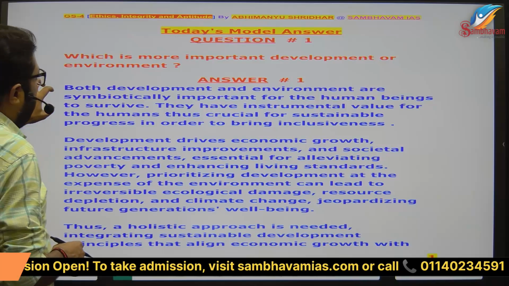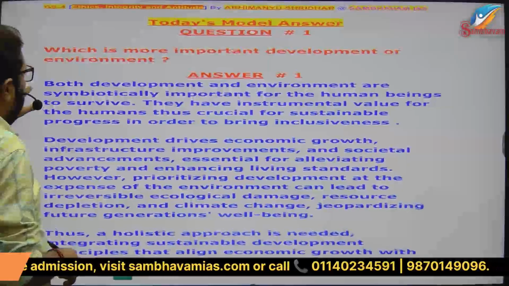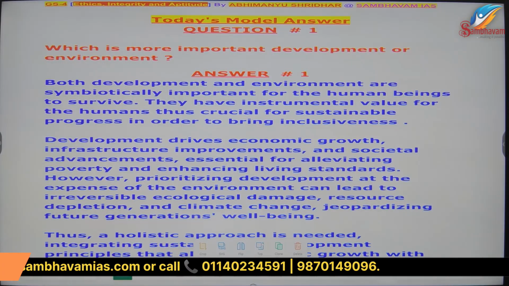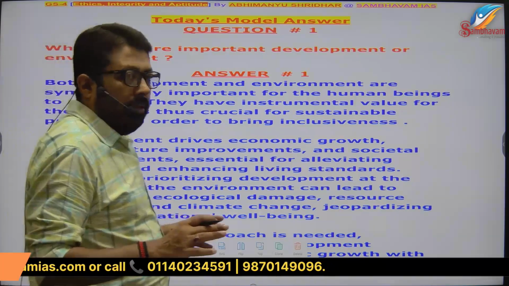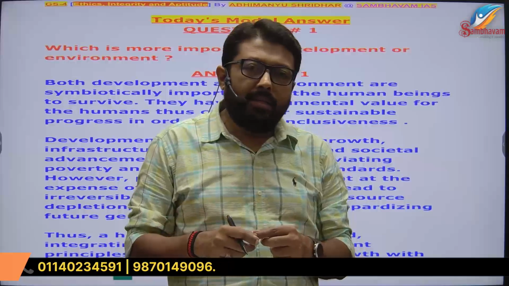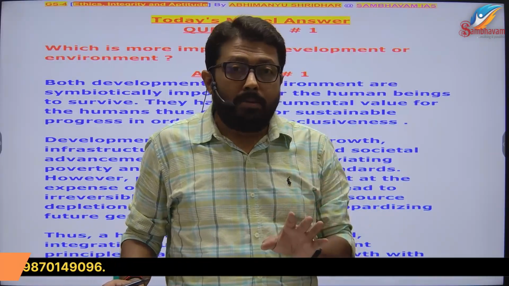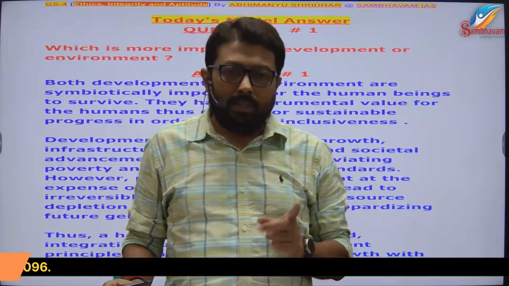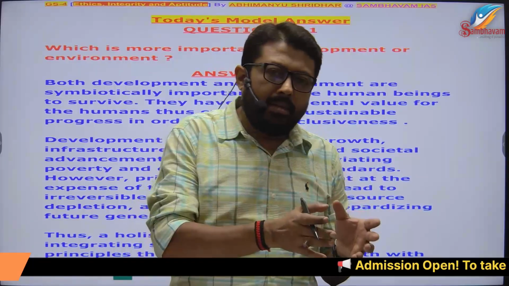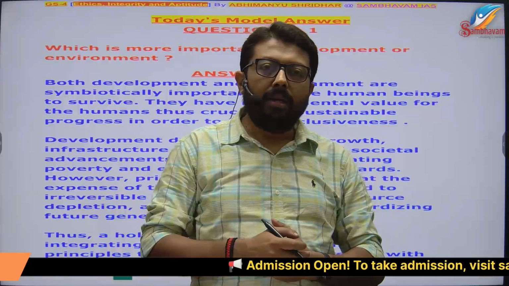So the answer written by me: both development and environment are symbiotically important. See, the trap is what? The trap is getting one-sided. When you get one-sided while answering such kind of questions, this is the biggest trap. The first trap is when we are getting one-sided, either on the side of development or the side of environment.